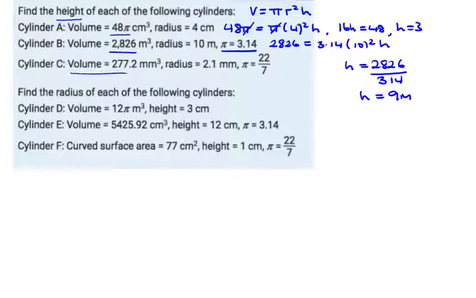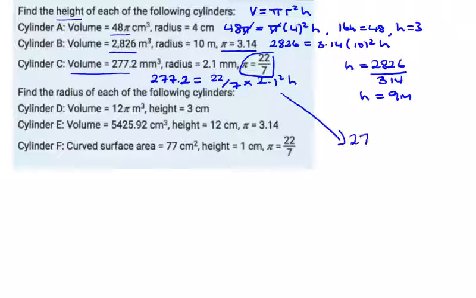And in C, we're told 277.2 is equal to pi. There must be some cancellations. 22 over 7 pi multiplied by the radius, 2.1 squared by height. So we can throw straight into a calculator.